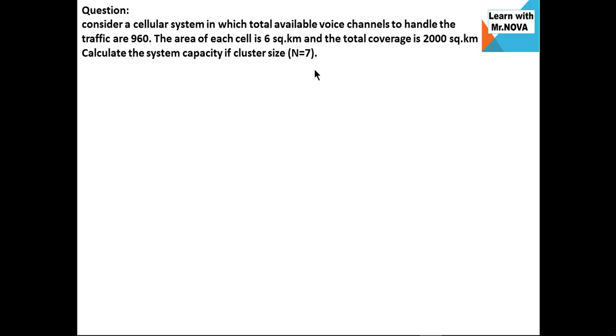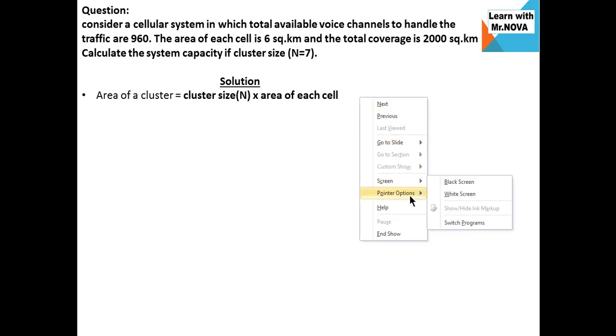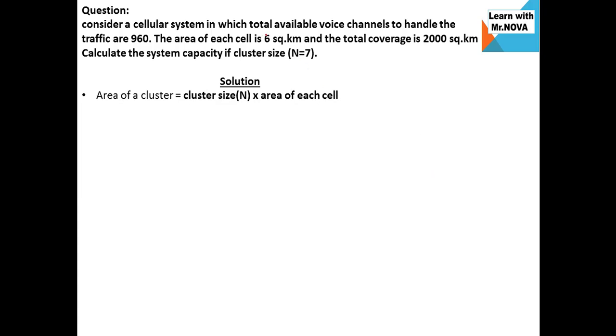Basically, there are 4 steps to solve this question. Without wasting more time, let's just begin. The first step is to find the area of the cluster. The area of a cluster is given as the cluster size N multiplied by the area of each cell. The area of each cell is 6 kilometers square. So once you compute that, you get 7 times 6 kilometers square, which gives you 42 kilometers square.